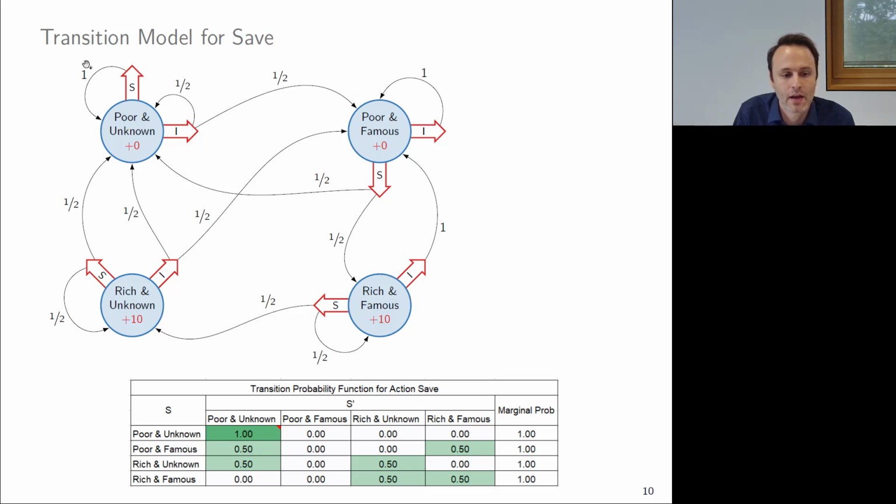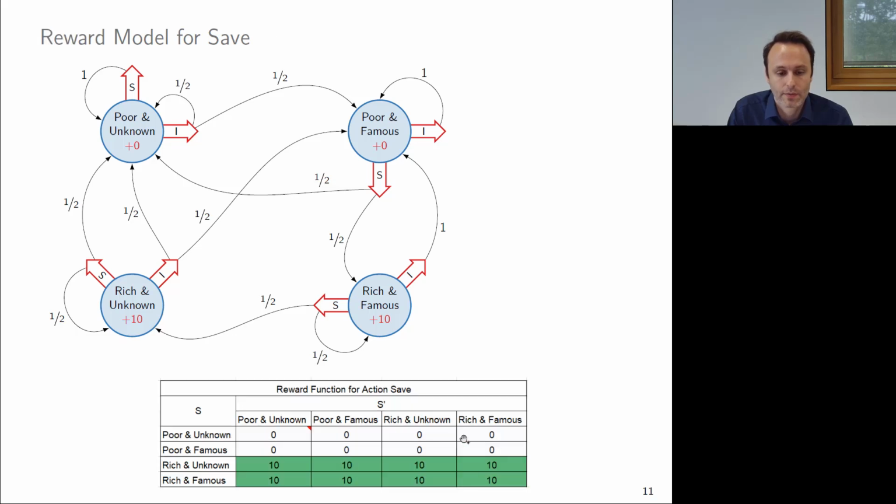Now we can do the same thing for the action save. If we are poor and unknown and save, well, with 100% probability we still stay poor and unknown. So nobody will recognize us if we don't invent something or invest in some advertisement or so. We can complete this table as well, and also the reward function, which is exactly identical to the one with the action invest.